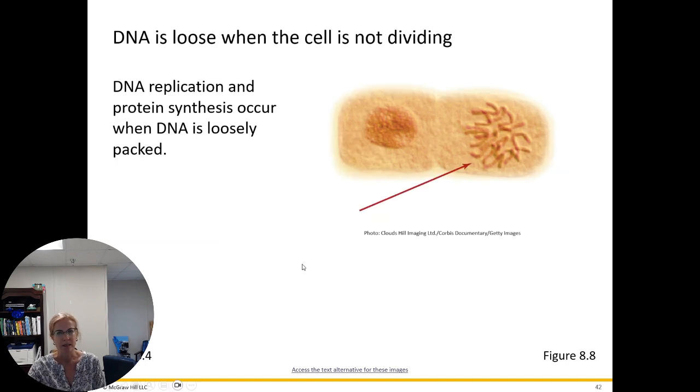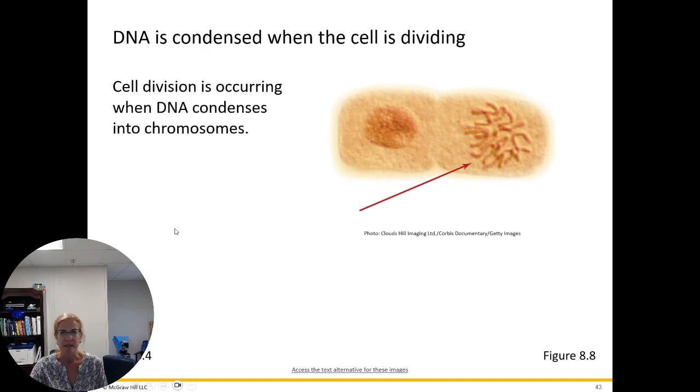So again, DNA is loose in the cell when it's not dividing, and the phases of the cell cycle that occur when the cell is not dividing are going to be DNA replication, so the cell is not dividing when it's making a copy of itself, and then protein synthesis, making the proteins that are a part of the associated structure of the DNA. That all happens when the cell is in one of its resting phases.